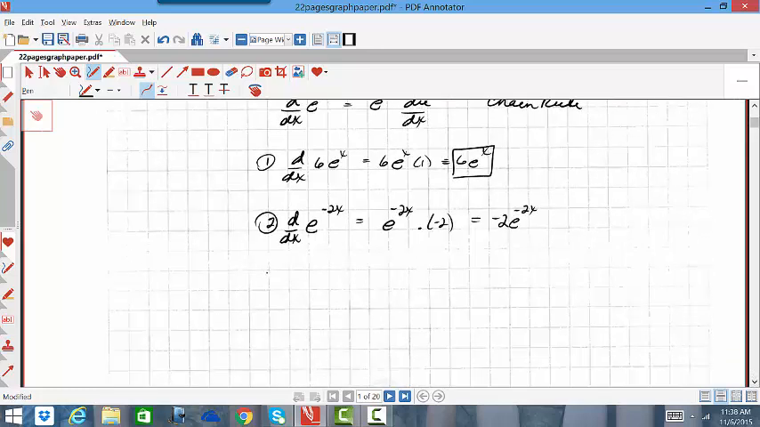Alright, let's throw a little bit of a trig function in here just for some fun. Let's compute the derivative d/dx of e to the power of sine x. The derivative of e to the u, or e to the sine x, is going to be e to the sine x again. But then we have to take the derivative of that exponent. The derivative of sine x is cosine x. So it's e to the sine x cosine x.